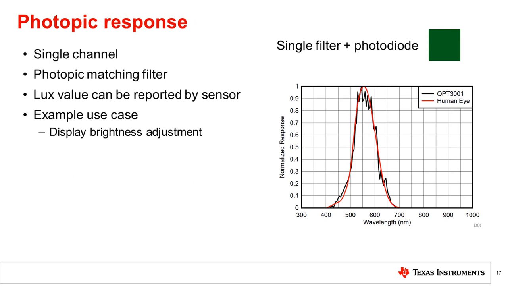The visible light sensors we introduced in the first video are single-channel sensors with a photopic filter to match the human eye response. Here we see TI's OPT3001 sensor response introduced in video 3 as an example. Since these sensors incorporate a photopic response, the output value is in lux. This response is very closely matching for all wavelengths and results in accurate lux measurements from the sensor. We have discussed in previous videos the application of this type of sensor in display brightness adjustment.